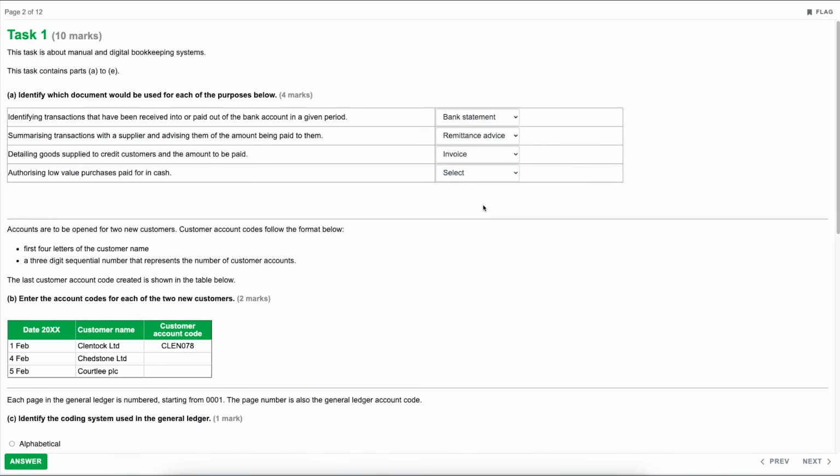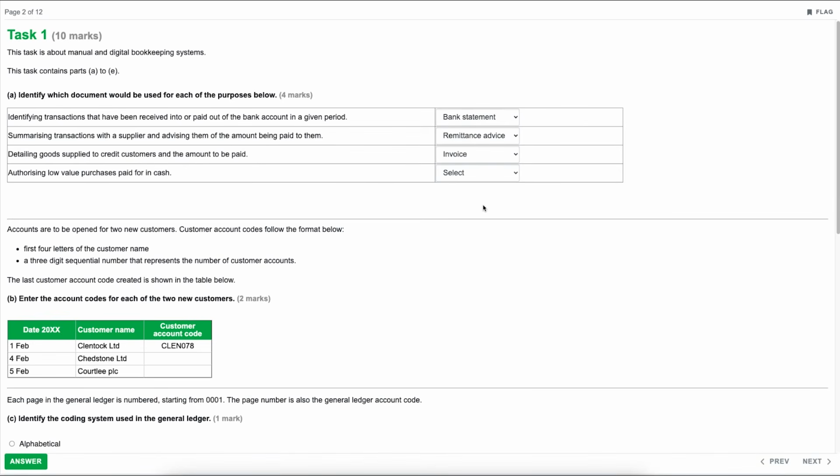Now, an invoice should detail on there the amount to be paid, the goods, the quantity, the price per unit, etc., the number of units, and then it should also show the net amount, so the amount without VAT, the VAT rate, and the total amount owed. It will usually also give them payment terms, most commonly within 30 days.